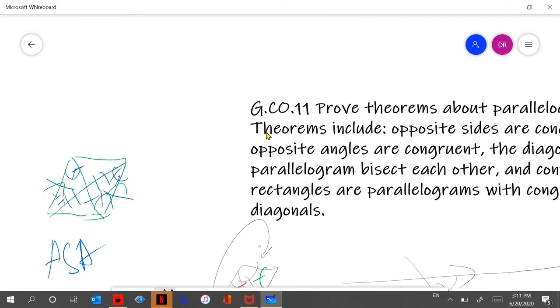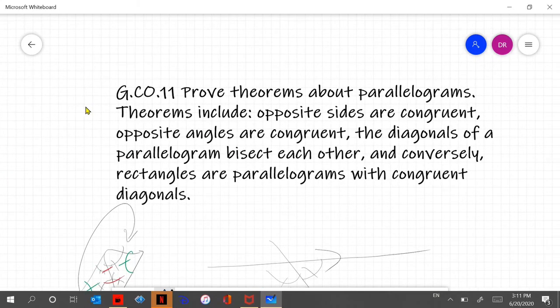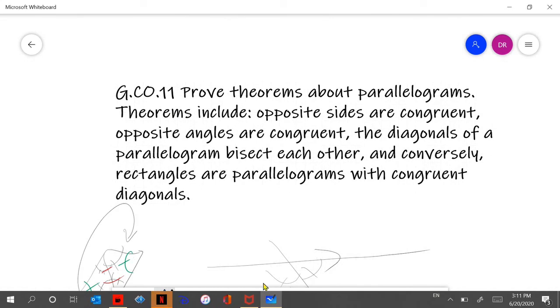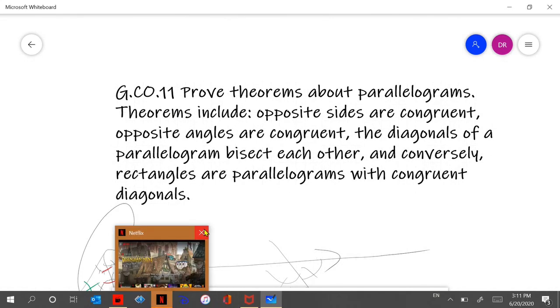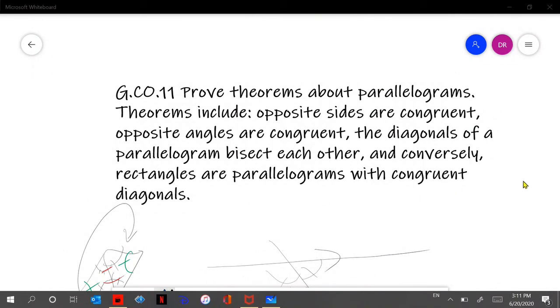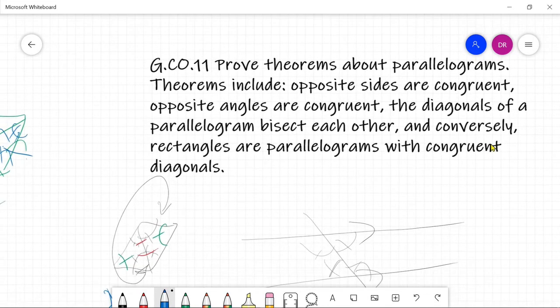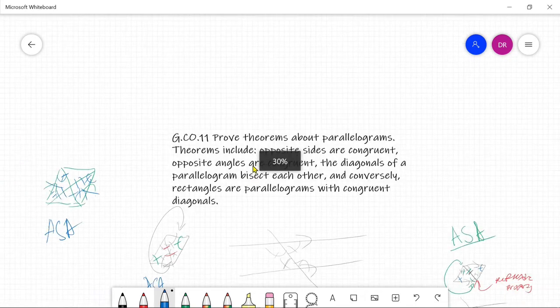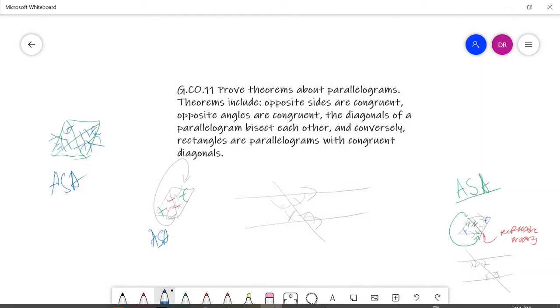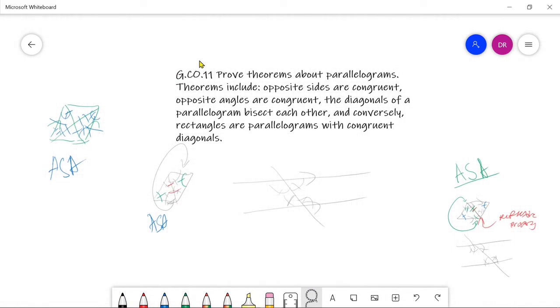So last proof. Prove that rectangles are parallelograms with congruent diagonals. Okay, let me quickly delete everything.